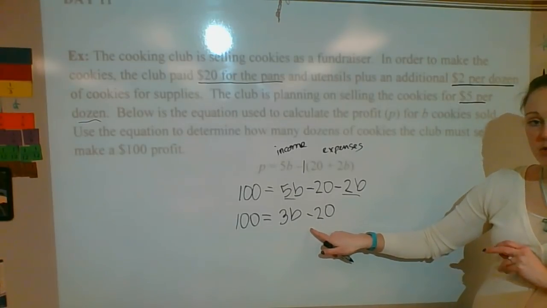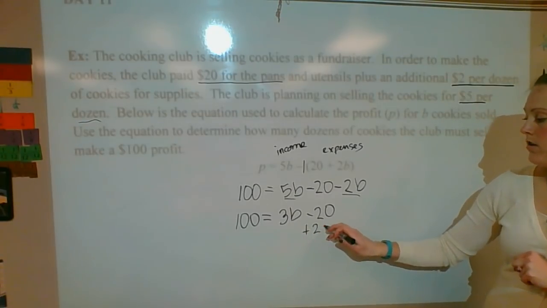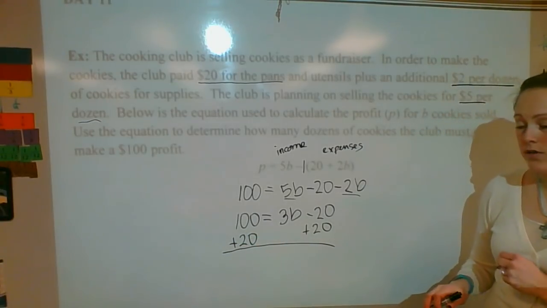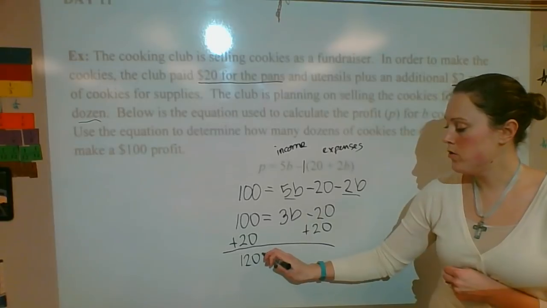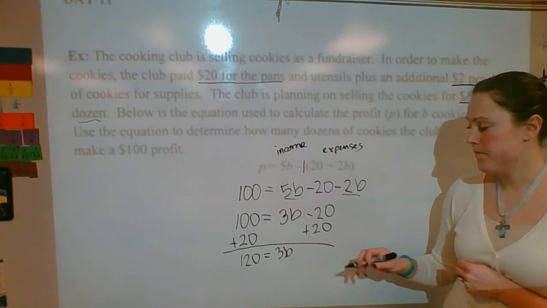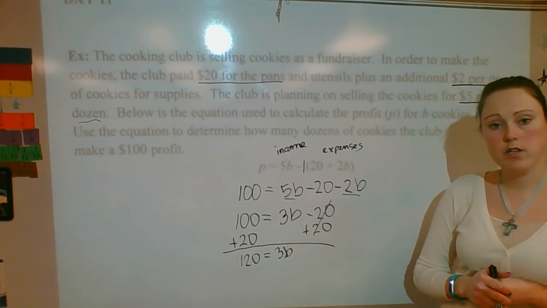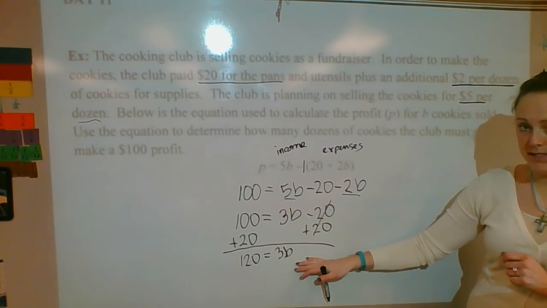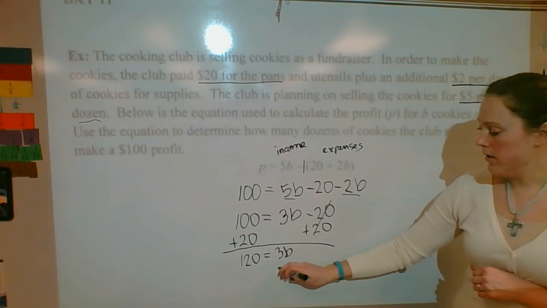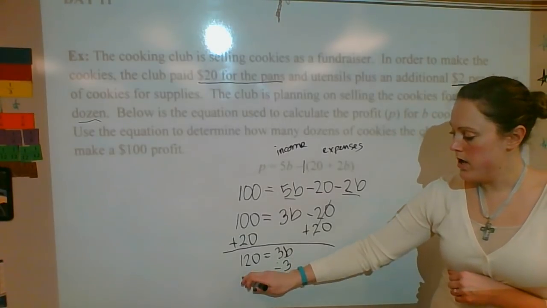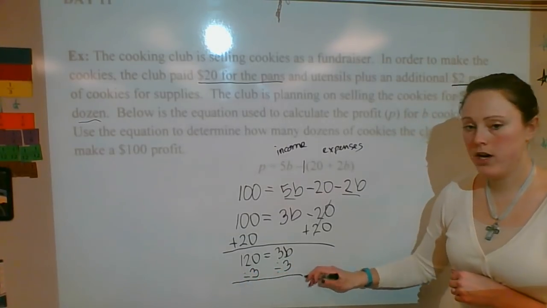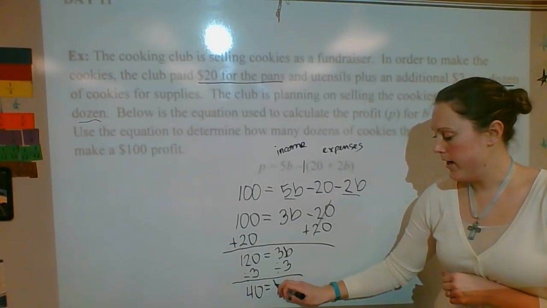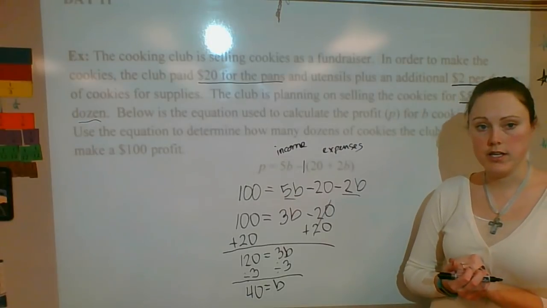I want to get rid of my $20 initial fee. So in order to make $100, I need to have sold $120 worth of my cookies. That's no longer there, so I don't need to write down a plus 0. I do need to bring down though my $3 per dozen. And then if it's 3 for each one, I can do my $120 divided by 3. And I know I need to sell a lot of cookies. I need 40 dozen cookies.